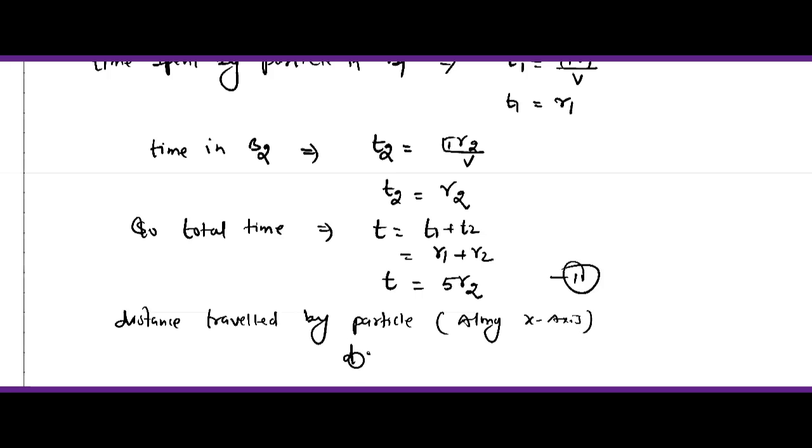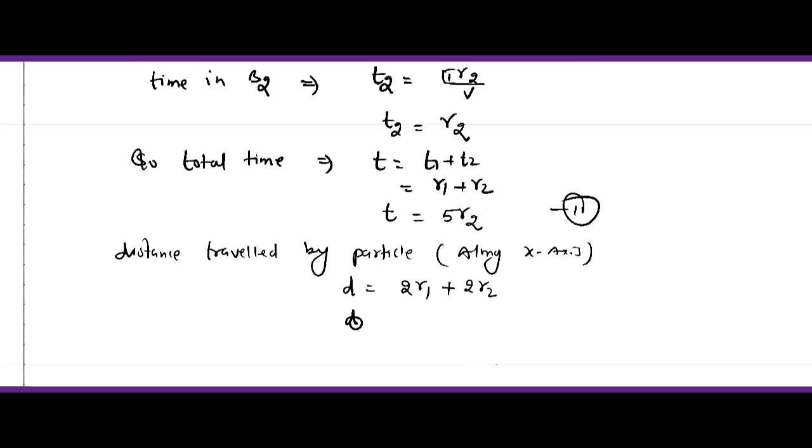The distance d equals 2 times r1 plus 2 times r2. By putting the value of r1 from equation 1, which equals 4 times r2, it will be equal to 2 into 4 times r2 plus 2r2. So the distance d will be equal to 10 times r2. Let's say this relation is relation 3.